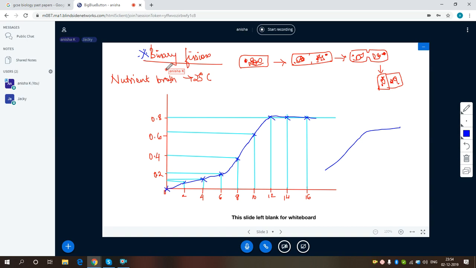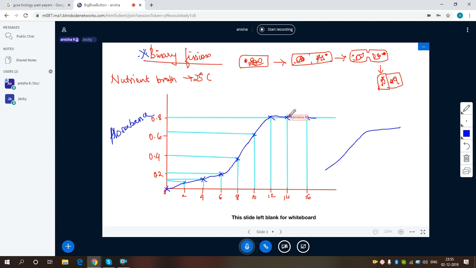Next question. Suggest one factor that might be limiting the population growth after 14 hours. Okay, after 14 hours it has been constant, like I mean, if I can say after 12 hours itself, it is remaining constant for 14 hours. And why is that so? If you observe after 12 hours, this is absorbance, this is remaining constant, right? It is not increasing nor decreasing. Why is it like that?